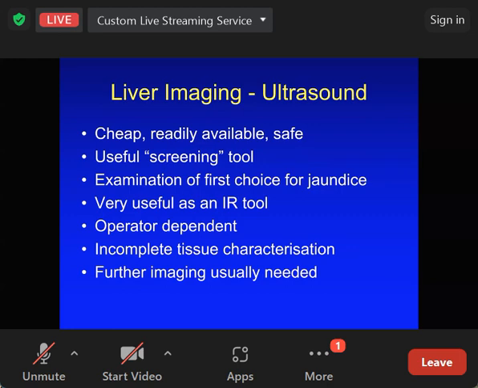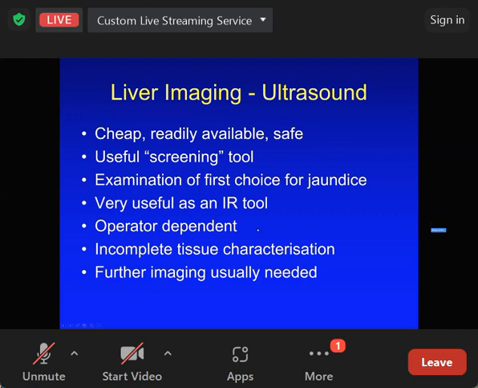So the first technique we would really use for liver imaging when someone comes in would be ultrasound, because it's readily available, it's cheap, it's safe. It's a good screening tool. It can pick up liver metastases, chronic liver disease, and it's an examination of first choice for jaundice, because it's a very good way of looking at the biliary tree. It's also, of course, very useful for interventional radiology, and we use it all the time for guiding liver interventions, biliary drainage, liver biopsy, either diffuse liver disease or secondary deposits.